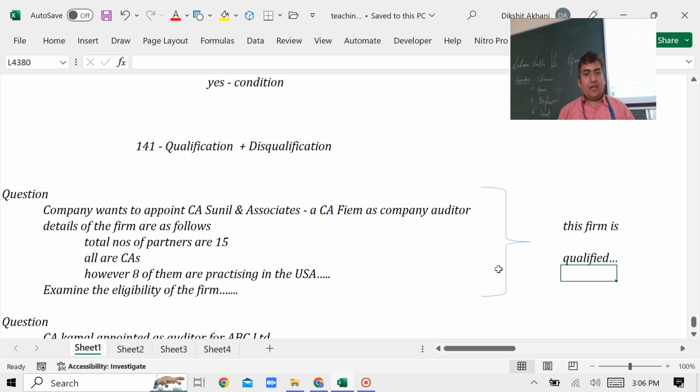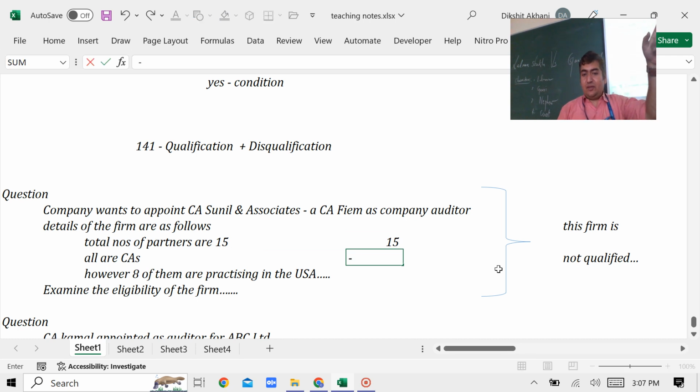So out of 15... अरे रुको यार, क्या हो रहा है, रुको मुझे फिर से मैच करना पड़ेगा. देखो 15 है, out of 8 is practicing in the USA, ठीक है. So how many of them are practicing in India?